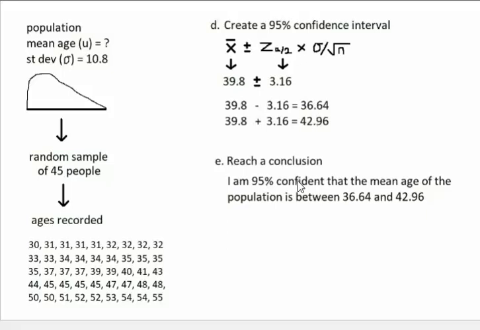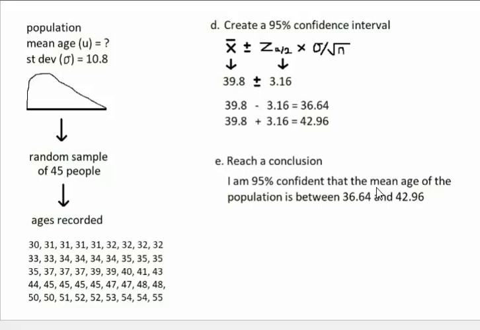And now we just have to reach our conclusion. When you reach a conclusion in this type of problem, at least in my videos, it's always going to be phrased in this type of way. We're just going to say that we're 95% confident that the population parameter that we care about is between here and here. In this specific problem, I'm 95% confident that the mean age of the population is between the lower number and the upper number.